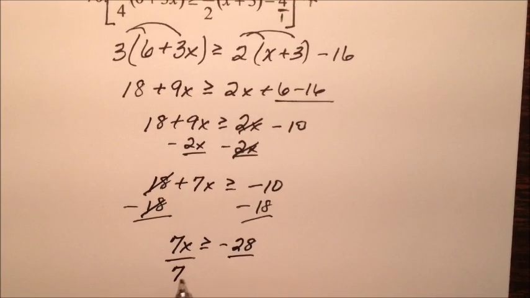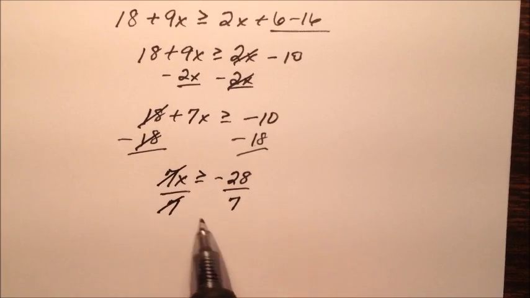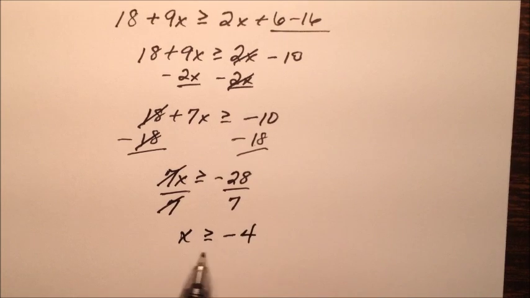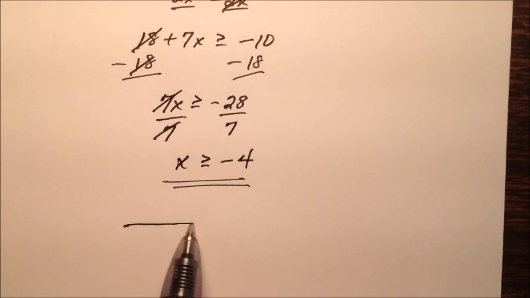And then we can divide everything by the 7 right there. So the 7's cancel. I get x is greater than or equal to negative 4. So that's my solution. But then I have to graph this solution.